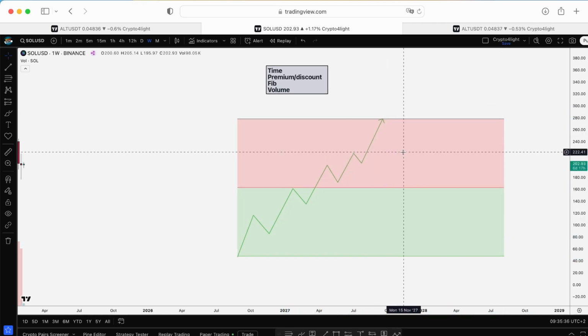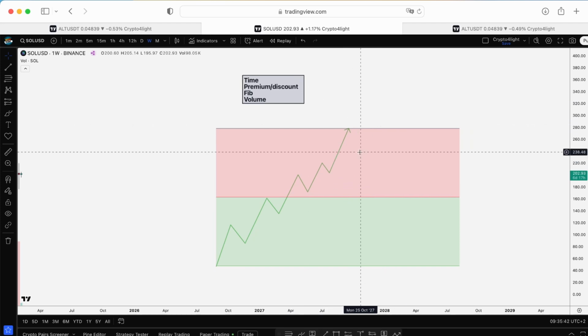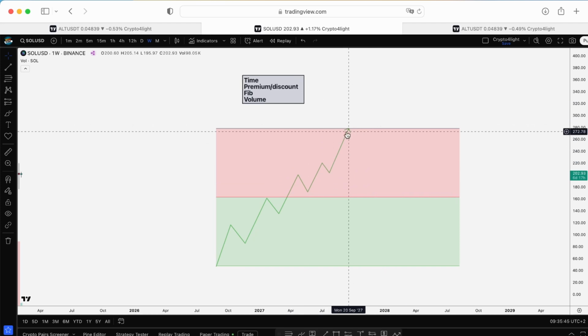What do we get? We get the premium discount zone, the red one. It's a premium. It's a time where we need to fix the profit. Don't try to catch the exact top. Don't try to catch the highest price.